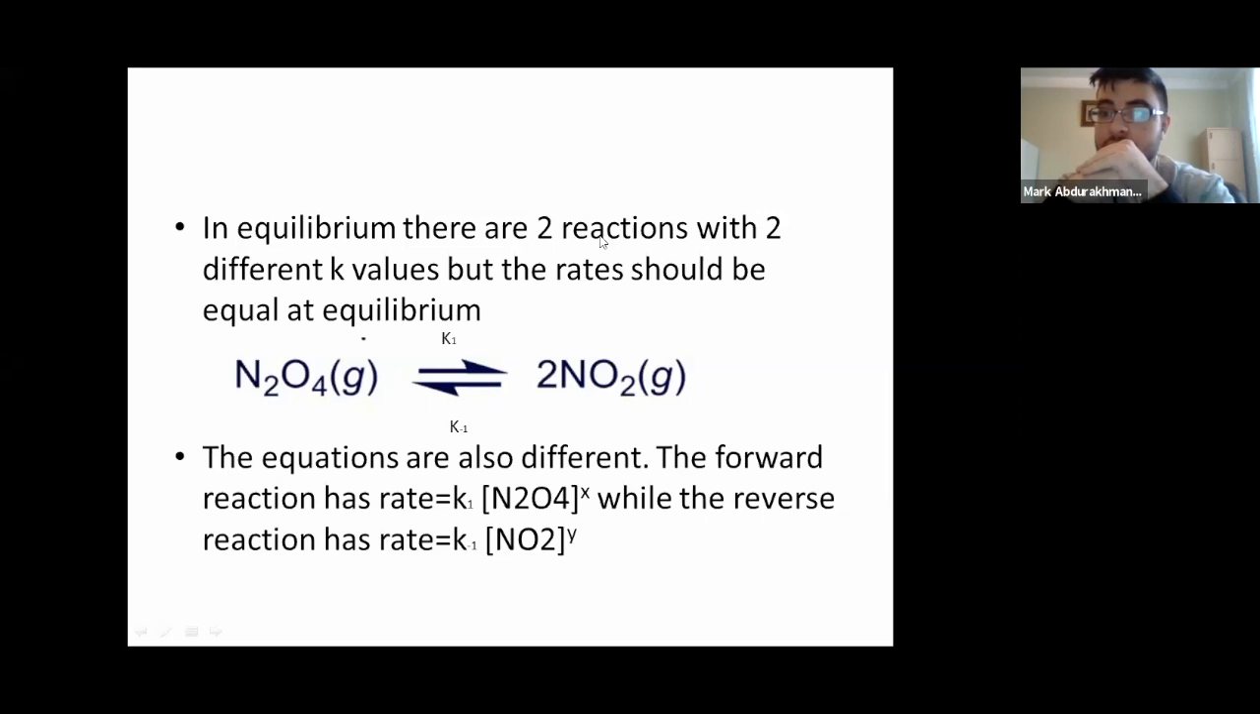But that doesn't mean the equations for the rates of each one are the same, right? Each direction has its own rate constant, K1 and K-1. K1 is for the forward reaction, K-1 is for the reverse reaction. They also have different equations. The forward reaction has a rate equals K1 times its reactant, N2O4, to whichever order it is. The reverse reaction has a rate of K-1 times NO2, which is its reactant, because in this reaction, this is the reactant, this is the product, right? But you know that this rate equals this rate. So K1 times the concentration of N2O4 equals K-1 times the concentration of NO2. You know that these are actually equal, right?